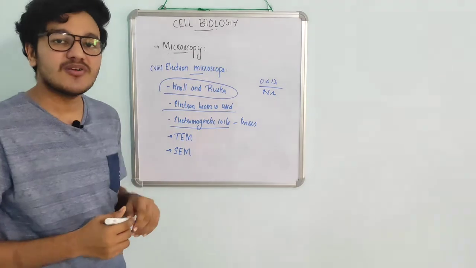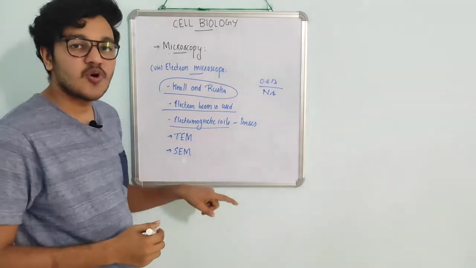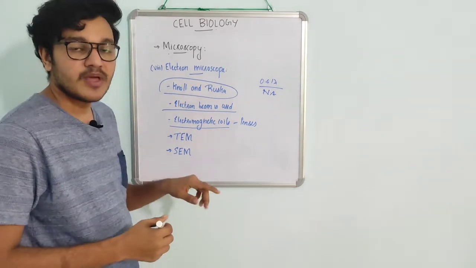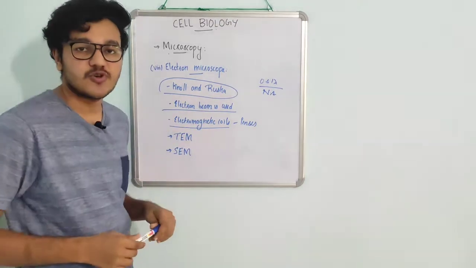So two types of electron microscope are there. One is the transmission electron microscope and the other is the scanning electron microscope. Now let's see the two types of electron microscopes.